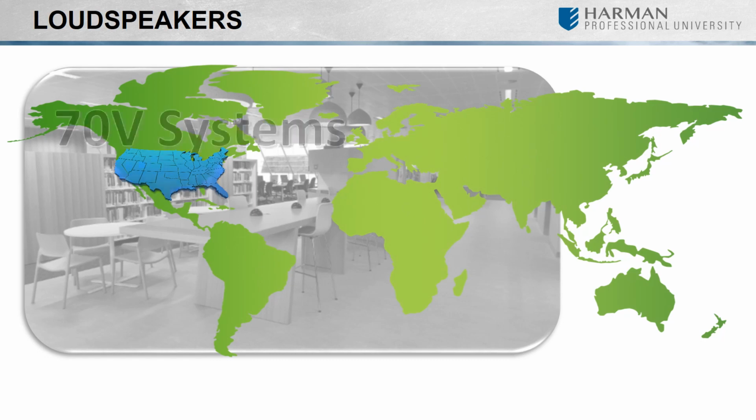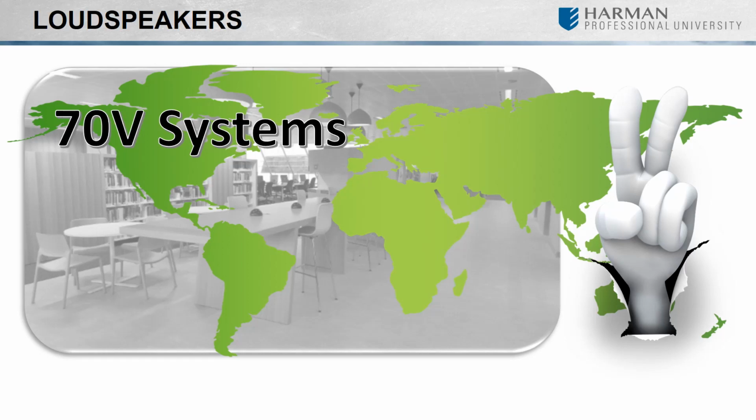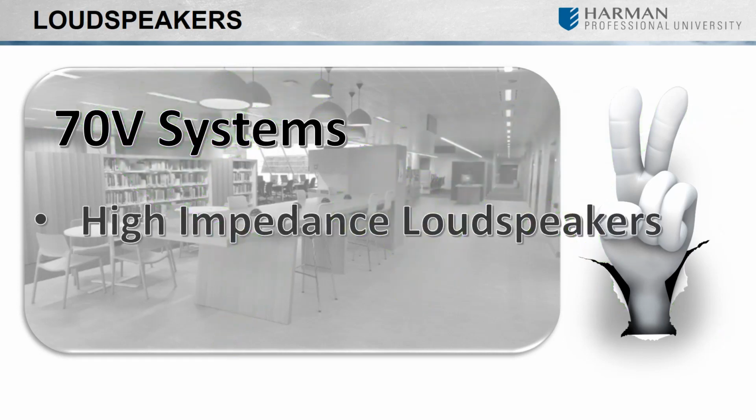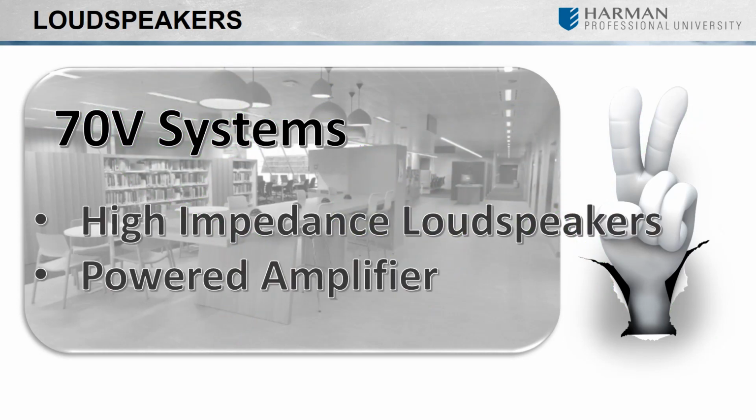We'll call them 70-volt systems from here on, but regardless of the name we use, they each functionally work the same. Two of the key components of a 70-volt system are high impedance loudspeakers and 70-volt amplifiers capable of delivering the power to those speakers.